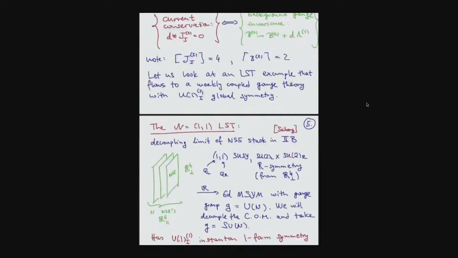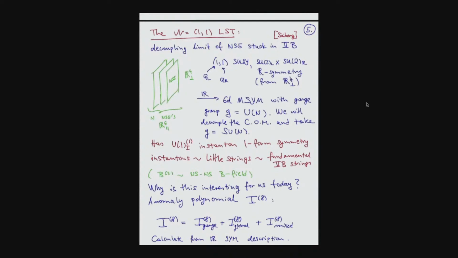So I'm going to start with the maximally supersymmetric (1,1) little string theory in 6 dimensions. This is one of the original little string theory examples introduced by Seiberg. It is easy to visualize as the little string decoupling limit of an NS5-brane stack in type IIB string theory. So here's my NS5-brane stack in 10 dimensions. There's a transverse R^4. There are N NS5-branes.